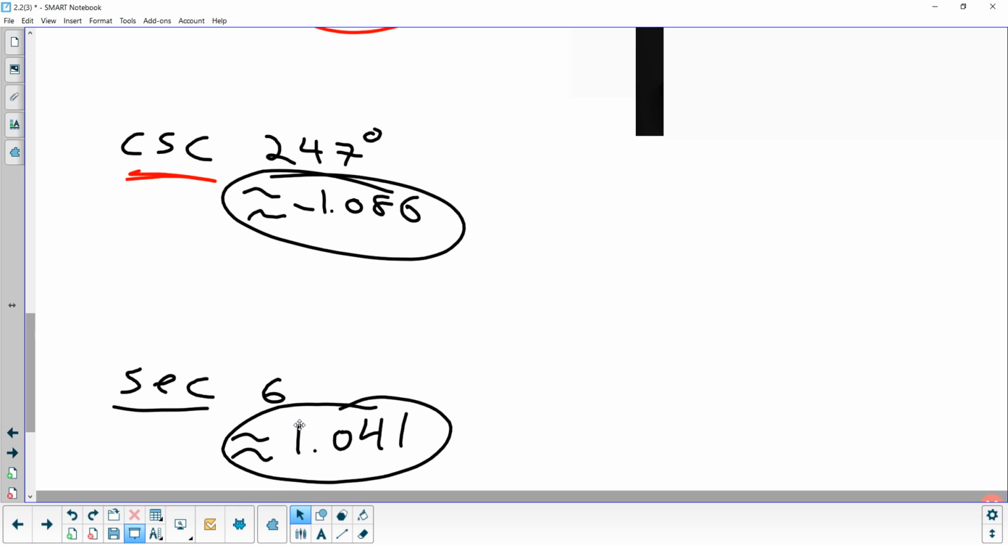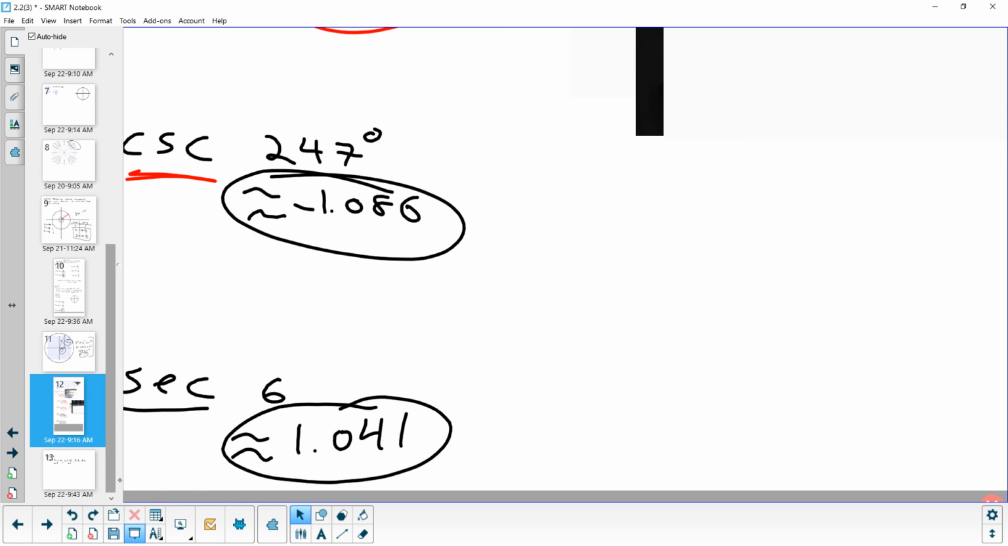So that's how you use your calculator to do angles that are not multiples of 30 and 45. And none of these numbers work. Any questions on that? Okay.